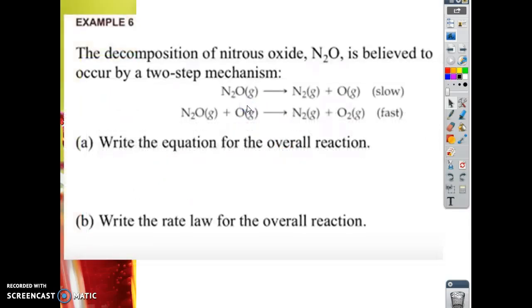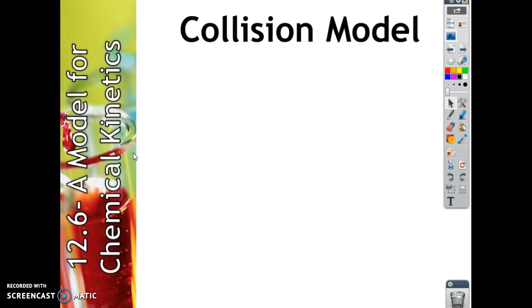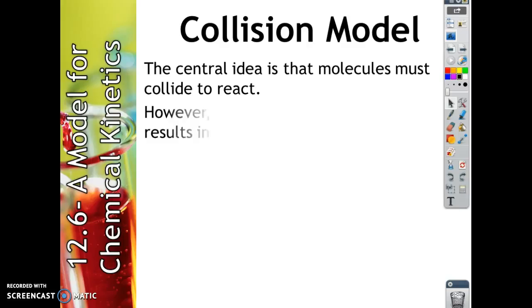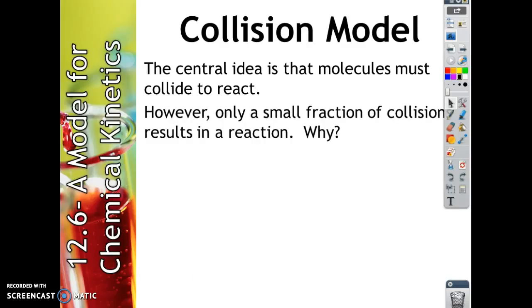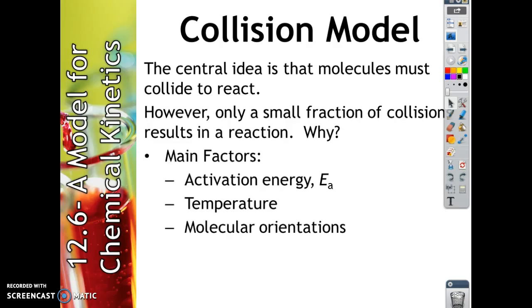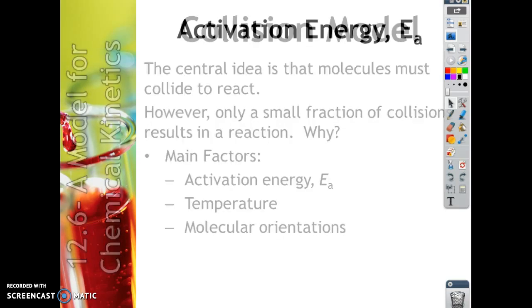How about this one? Try and break this guy down, and you can figure out the overall reaction here and write your rate law based on your slow step. Should be easy. You should know how to do that by now. When we think about collision, okay, stuff has to really collide with each other fast and hard and in the perfect way in order for a reaction to move forward. All these things affect it.